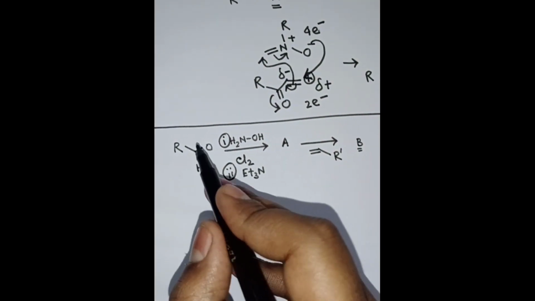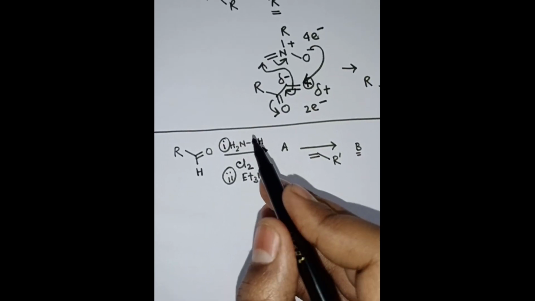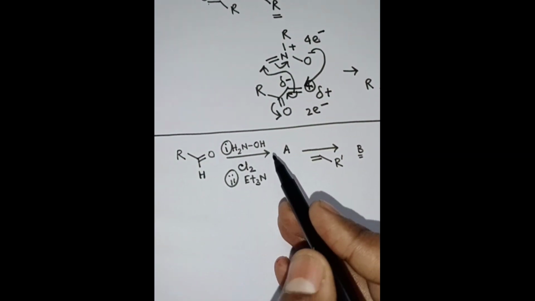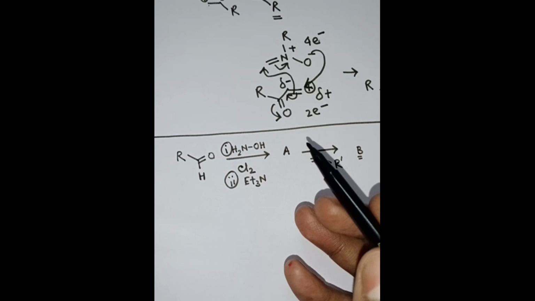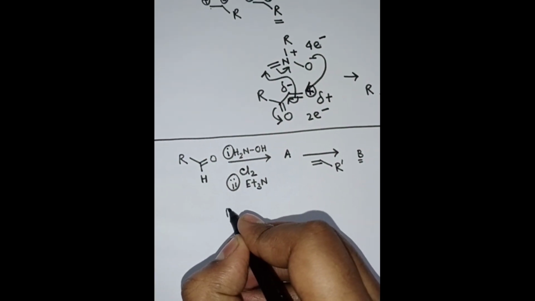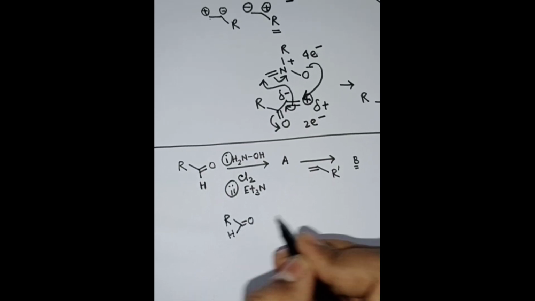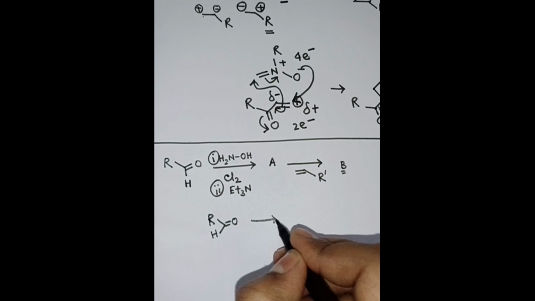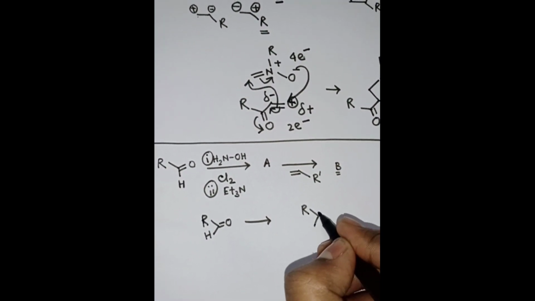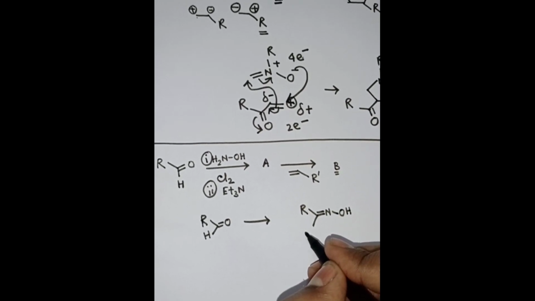So suppose I have this aldehyde. So in presence of this condition, what will be A? So this reagent will be used to generate the 1,3 dipole. So I have this aldehyde in presence of hydroxylamine. You all know this oxime will be generated.